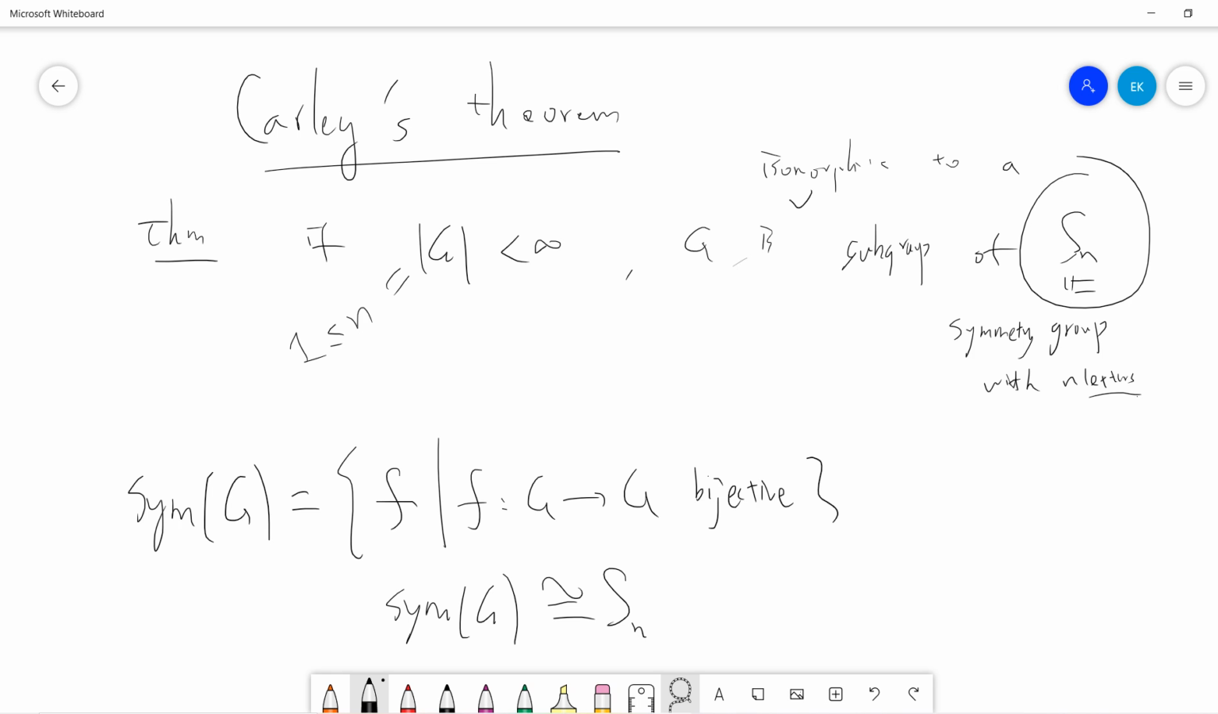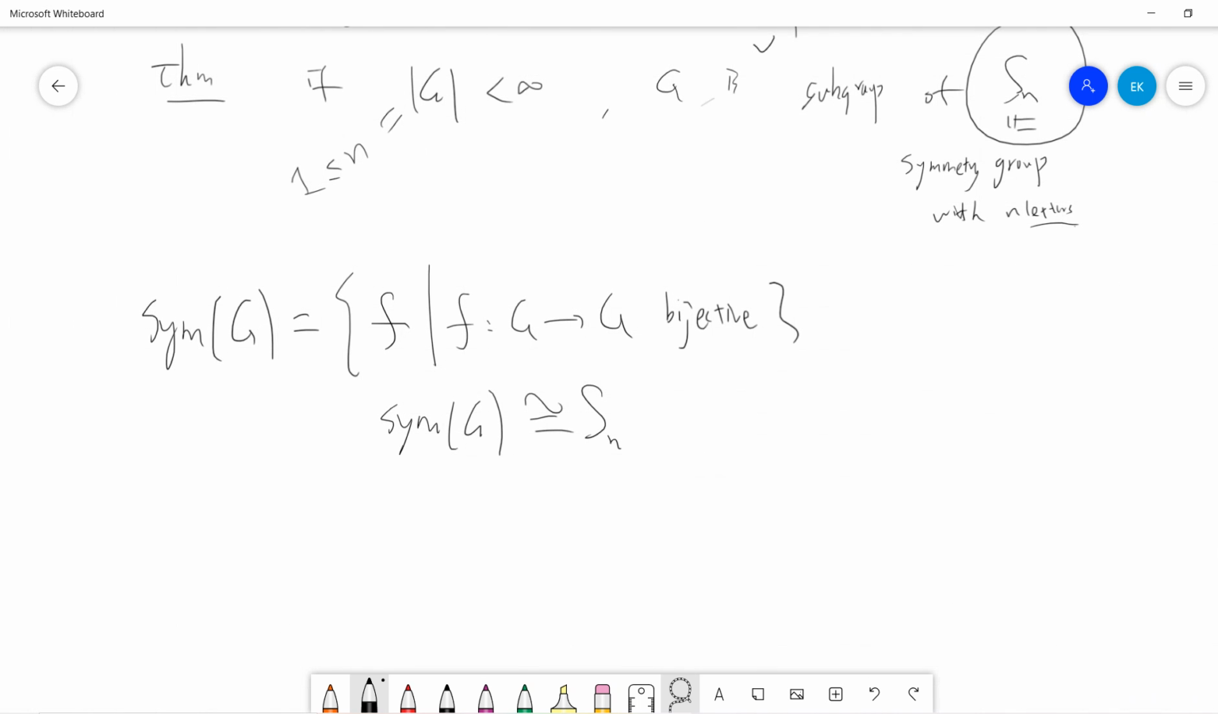Because you are just permuting n letters. The number of bijective functions from G to G is n factorial, so it is isomorphic to Sn. It's easy to see, right?